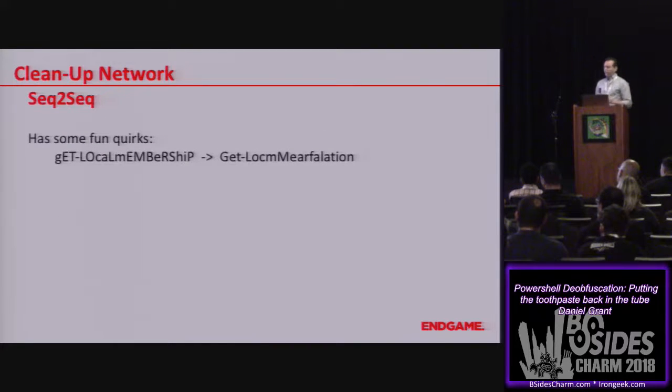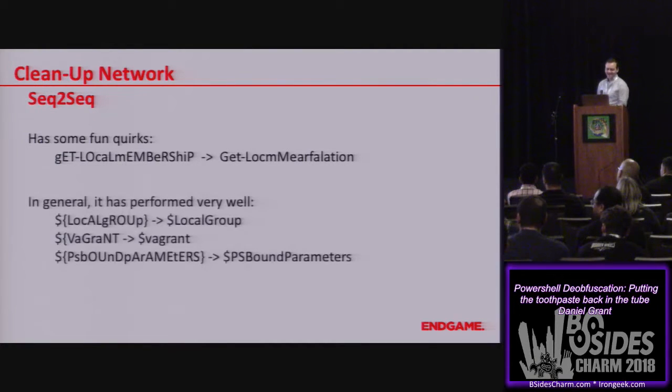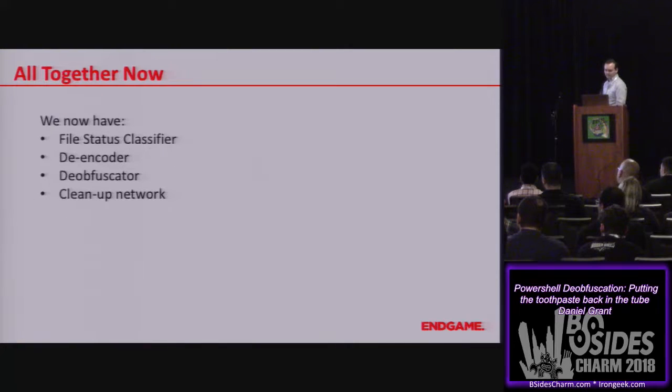It still has some quirks. So this get logo membership turned into get lock mirfilation. As an aside, I actually doubled the training data and doubled the training time, and this works perfectly now, but I thought I'd leave it in because it was funny. But in general, it performs very well. So this messed up local group turns into properly capitalized, vagrants all lowercase, PSBoundParameters is the right casing. All that's good.